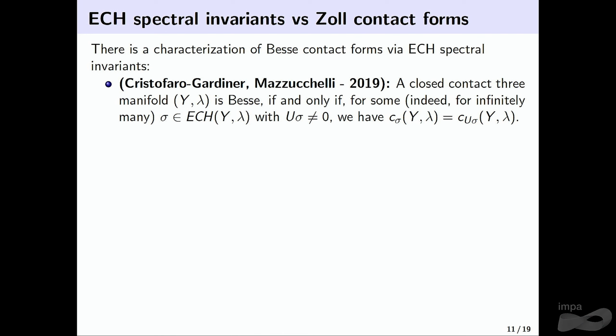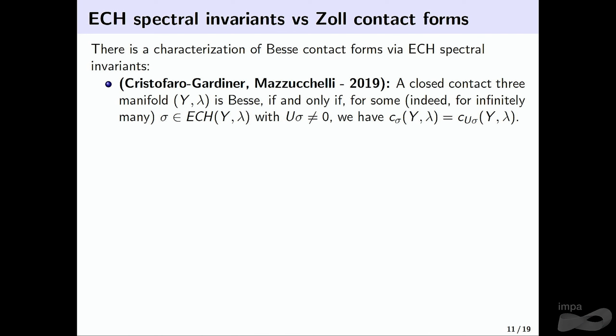In the paper of Dan Cristofaro-Gardiner and Marco Mazzucchelli, they also proved that you can characterize the Besse contact form just by looking at the ECH spectral invariants. They proved that a contact form is Besse if and only if you can find some non-zero element σ in the ECH such that the ECH spectral invariant c_σ equals c_{Uσ}, the invariant for the U of this element. So the U map doesn't change the invariant. And in fact, it has to hold for infinitely many σ, infinitely many elements.